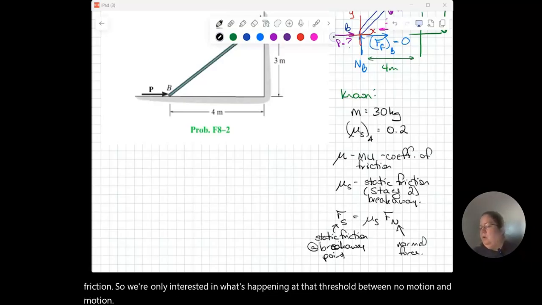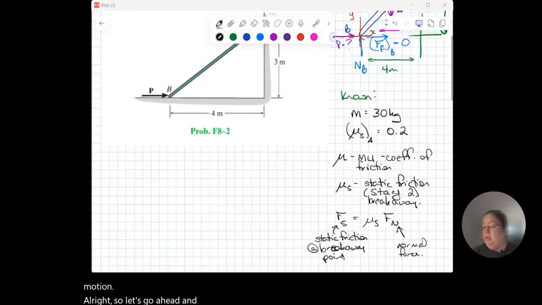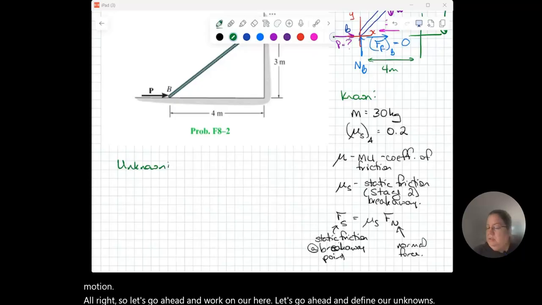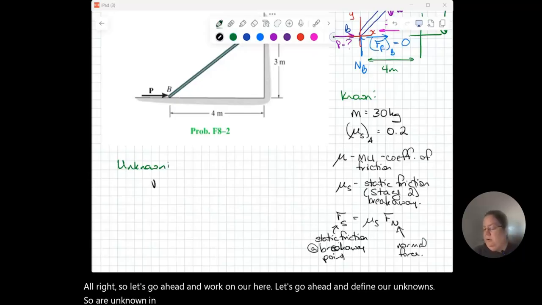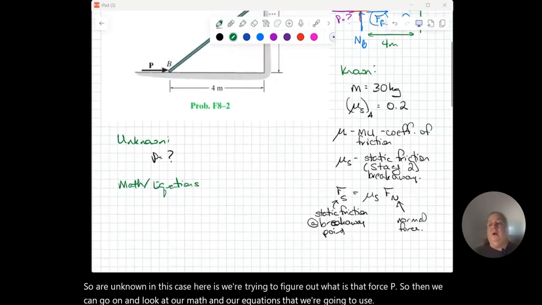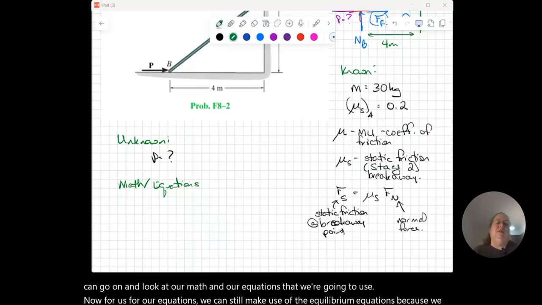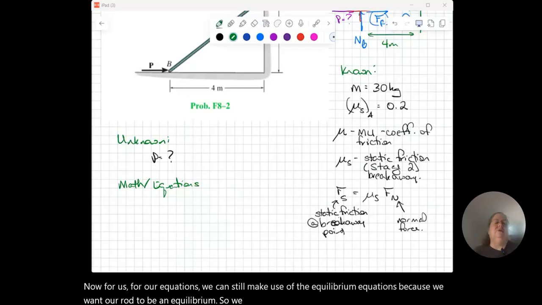All right, so let's go ahead and define our unknowns. Our unknown in this case is that we're trying to figure out what that force P is. Then we can look at the equations that we're going to use. For our equations, we can still make use of the equilibrium equations because we want our rod to be in equilibrium.